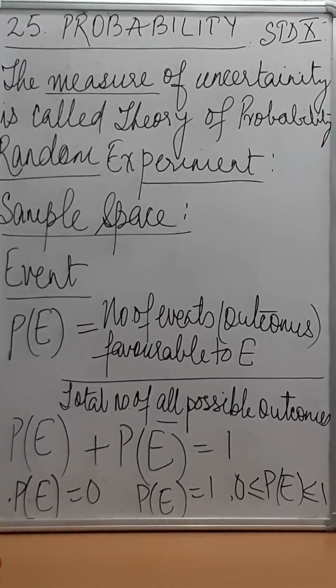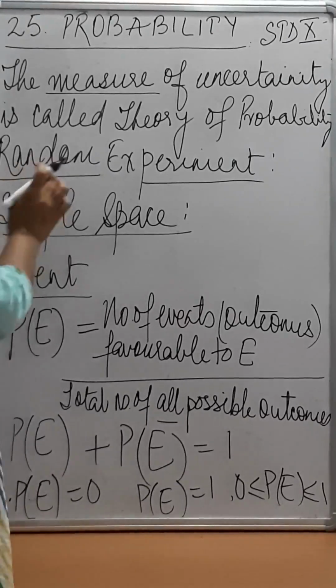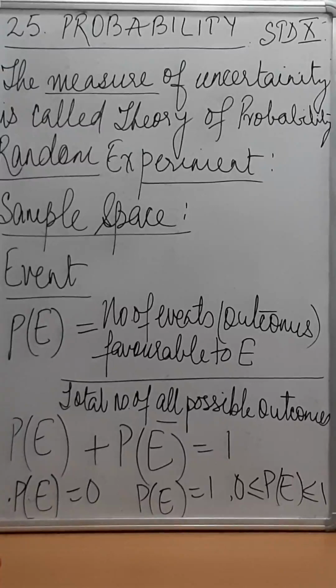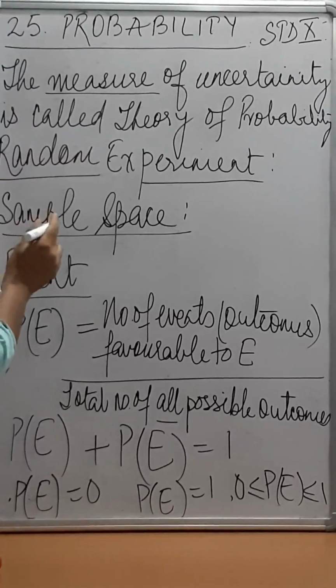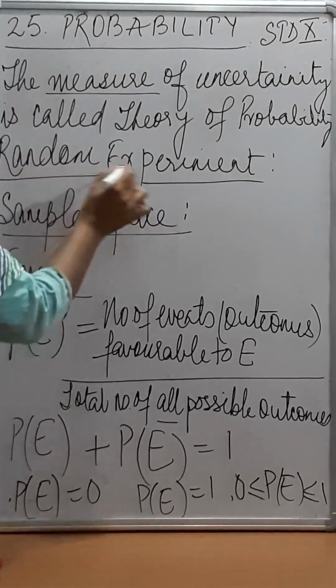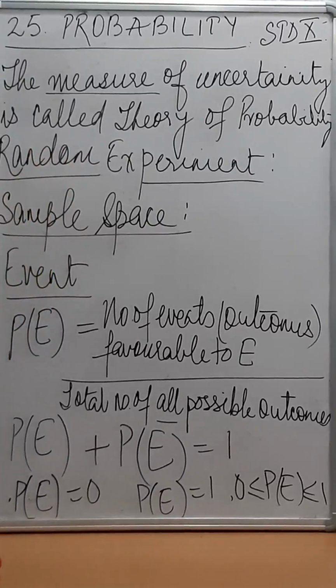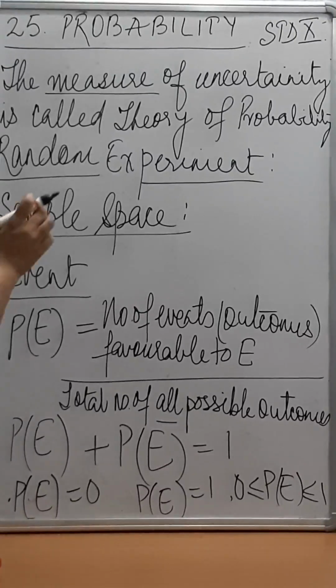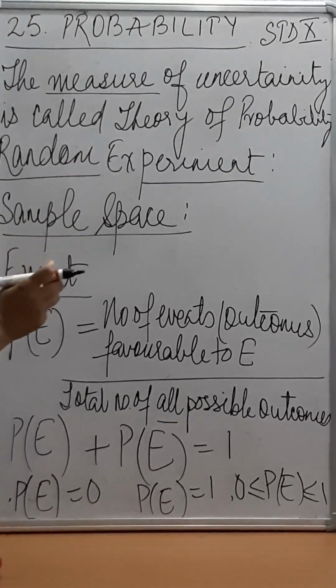Some terms and concepts related to probability. Random experiment. Random experiment means all the outcomes of the experiment are known in advance, but any specific outcome of the experiment is not known in advance. That is a random experiment.